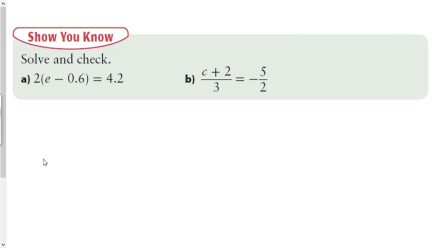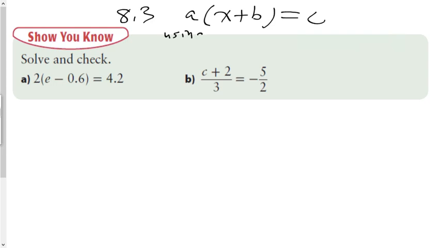All right, this is the start of our next chapter, which is called 8.3. The actual title of this chapter is A bracket X plus B equals C. So really, the purpose of this chapter is to utilize distributive property, right? We're going to practice using distributive property within slightly more complex questions, right?